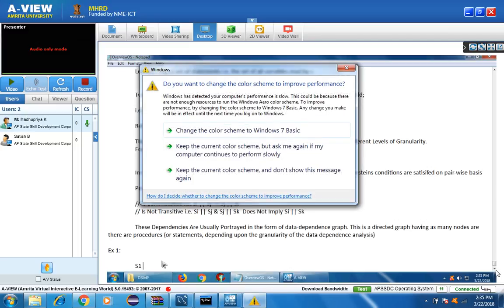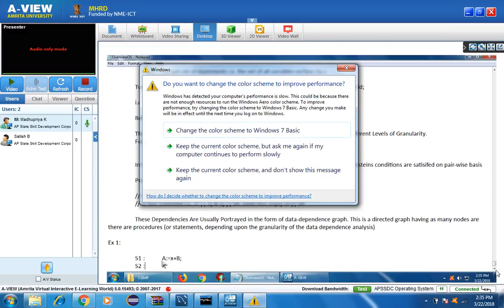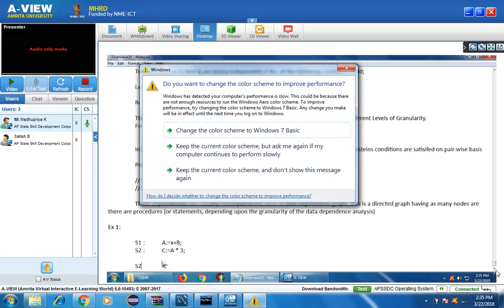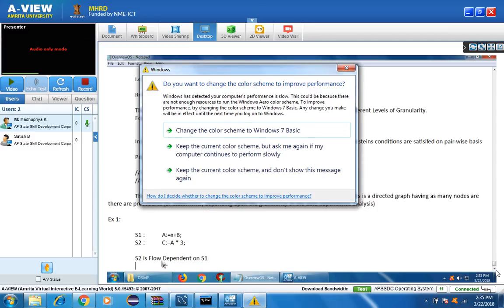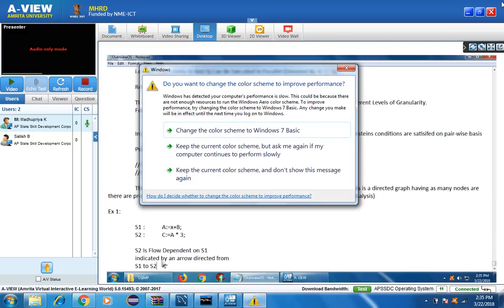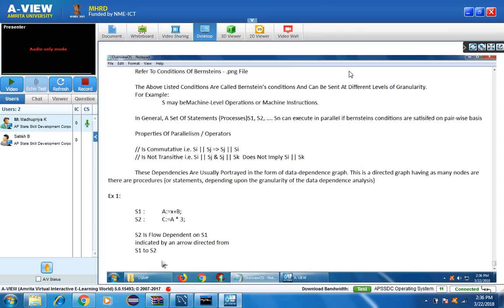Let's assume in example 1, S1 is one expression: A assigns to x plus b. This is my one mathematical expression. In S2, I'll write C assigns to A multiplied by 3. So now I can say S2 is flow dependent on S1, indicated by an arrow directed from S1 to S2. This is one example, and what is important here is flow dependent.